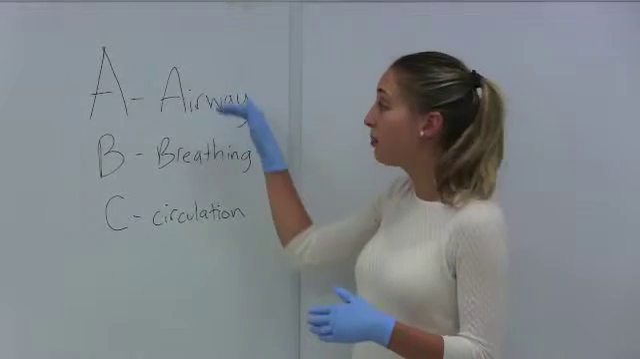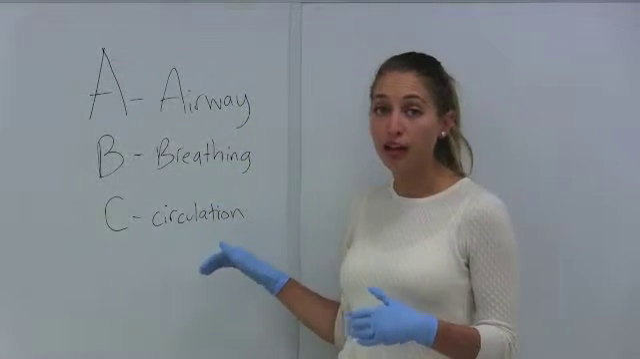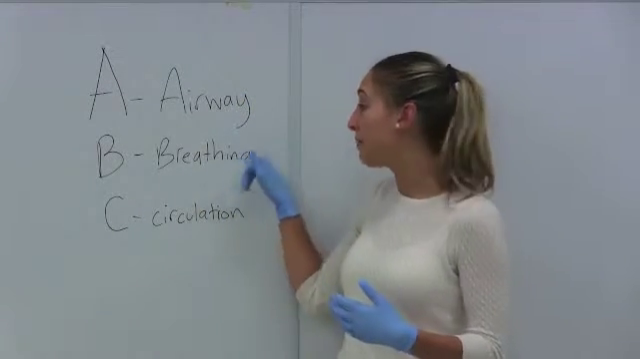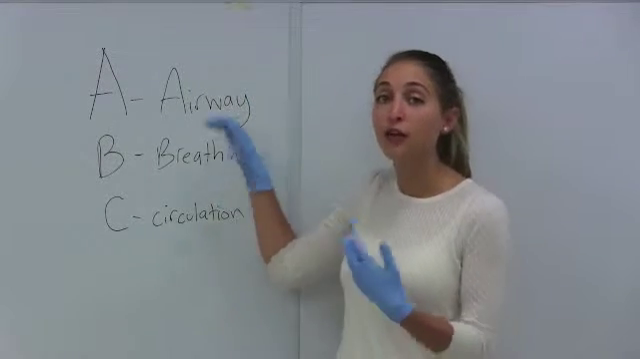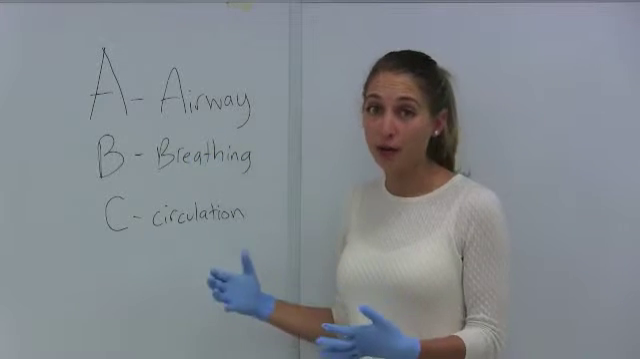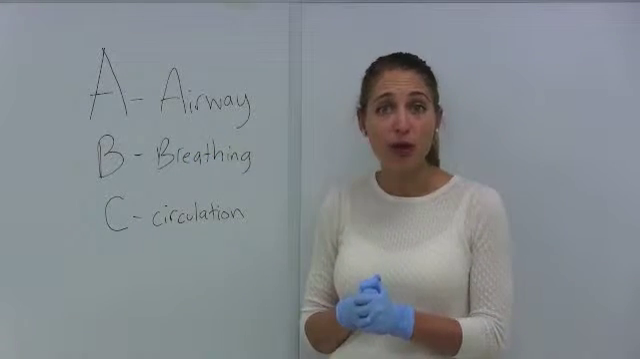Sometimes you also might not be able to get all the way through the ABCs. You might be stuck at B for breathing because you can't move on to the next step until the first one is good and stable. And this will make more sense as we go through.